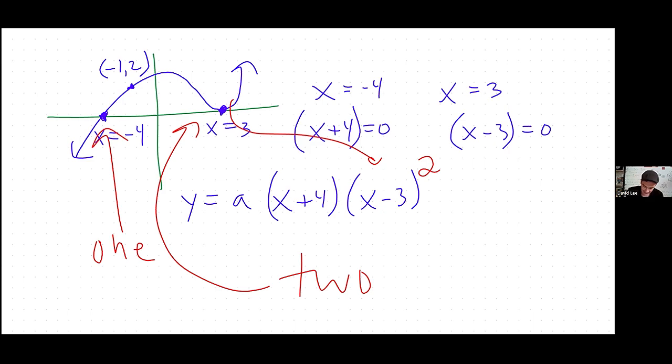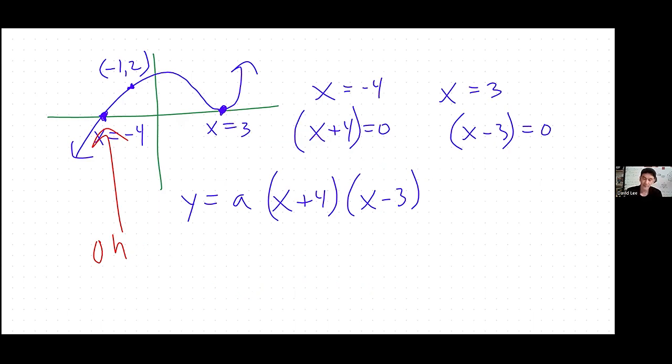So now that we have the multiplicities in place, now let's find the value of a. Let's find the a value. So where's that random point we have? There it is. We have minus 1, 2. Plug minus 1 in for all the x's and plug 2 in for y. So minus 1 for x and 2 for y. So there, go here.